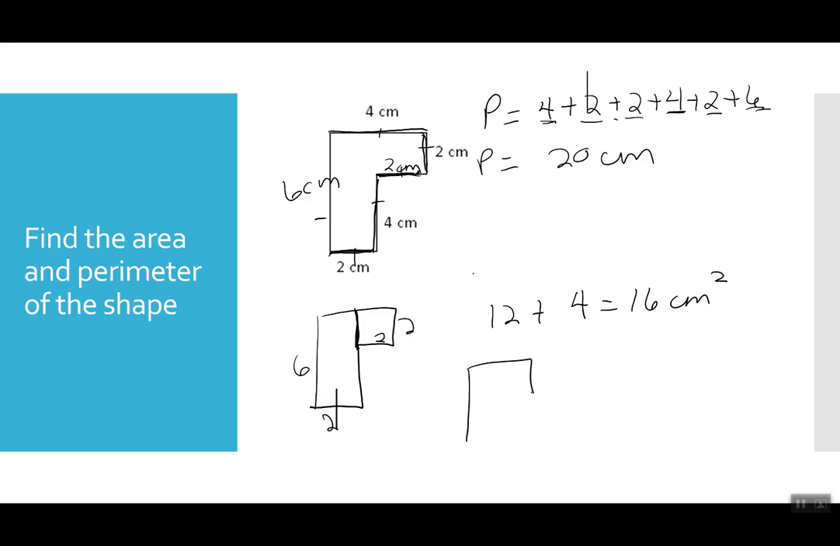What's another option? You could split it this way and make a rectangle on top. So the rectangle on top would be 4 by 2. And then this would also be 4 by 2 at the bottom. So I would have 4 by 2 plus 4 by 2. This is 8 plus 8, which is 16 centimeters squared. Two ways to get the same answer. I'm happy with whichever way you do it.